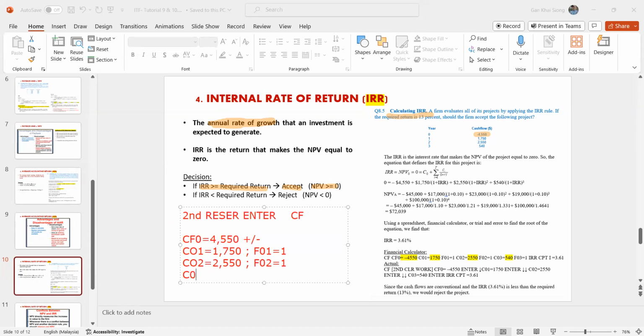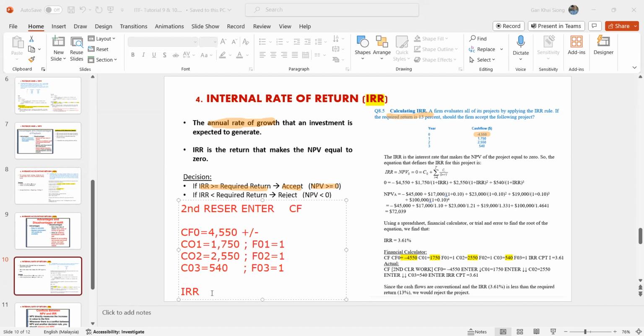Then the cash flow in year 3 is 540, and the frequency in year 3 equals 1. Then after that, you press IRR. That's a new method that we learned today. Then you press compute. Basically it computes I for you. Straight away, you generate the I, which is the internal rate of return, which is 3.61%.